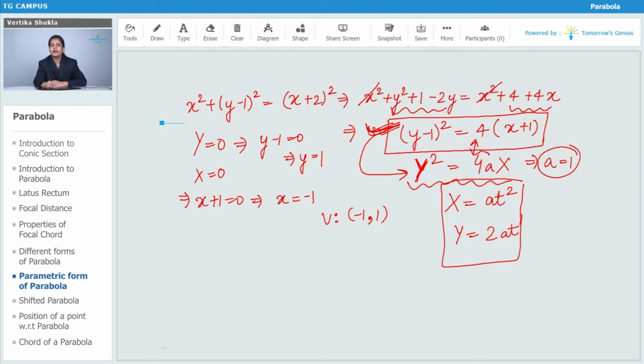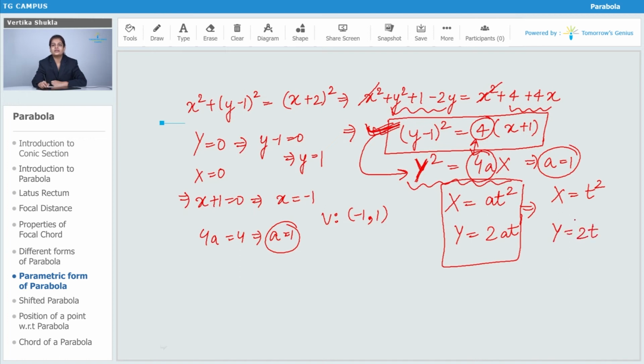Yes, because over here you have 4a and over here you have 4. So 4a is equal to 4 will imply what? That the value of a is 1. So now the parametric coordinates will change to what? The parametric coordinates will change to capital X is equal to t square and capital Y is equal to 2t.